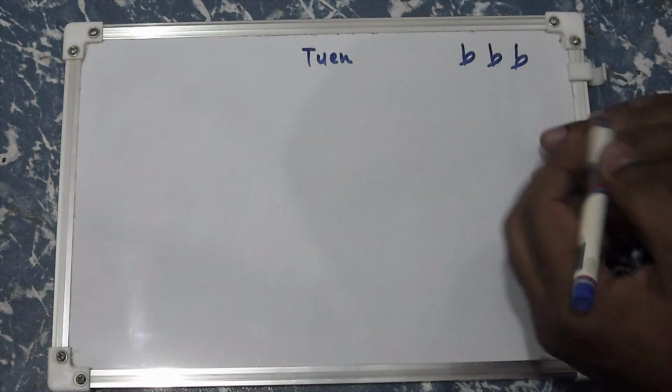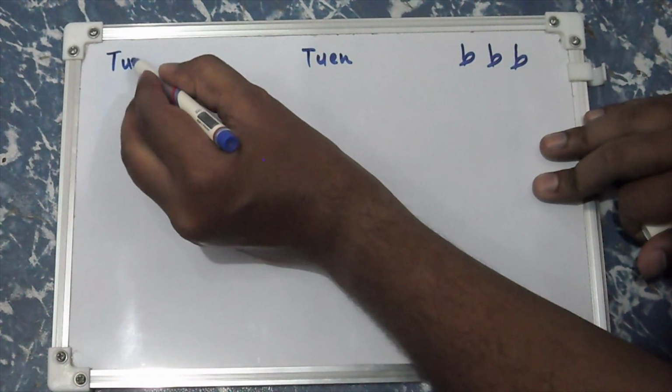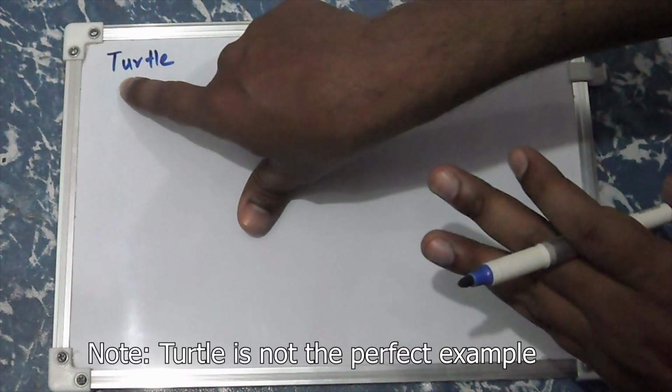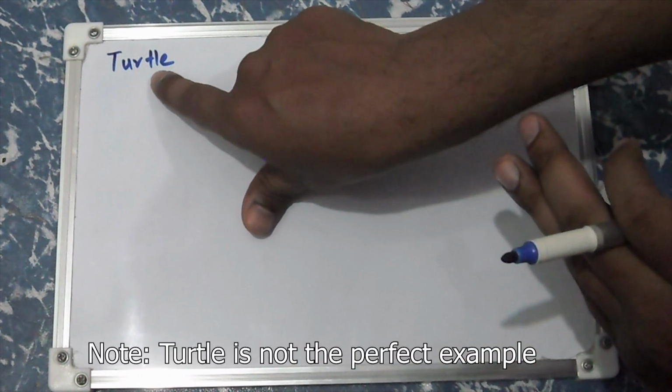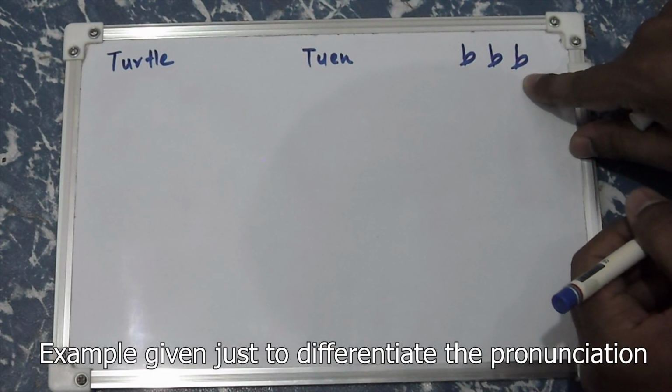If I write any word, it does not contain the sound of Toe, like turtle. It's much stronger, turtle. It's not turtle, it's turtle. Okay. I will say that Toe does not have any sound in the English language.